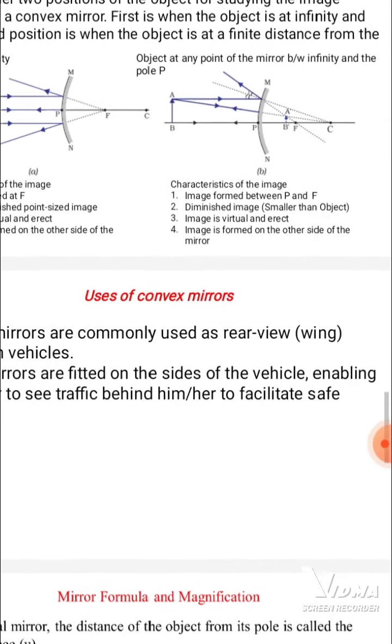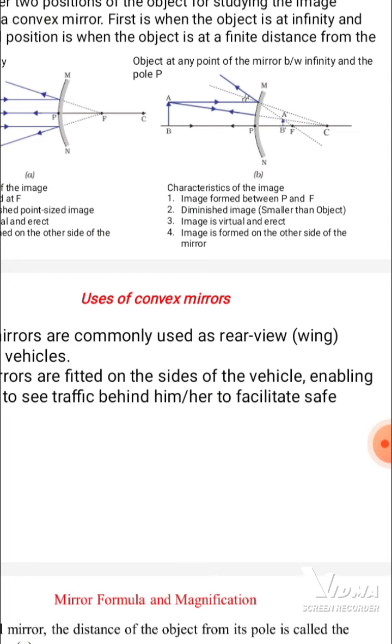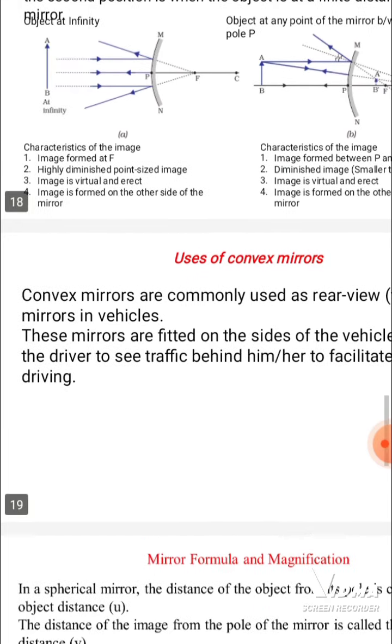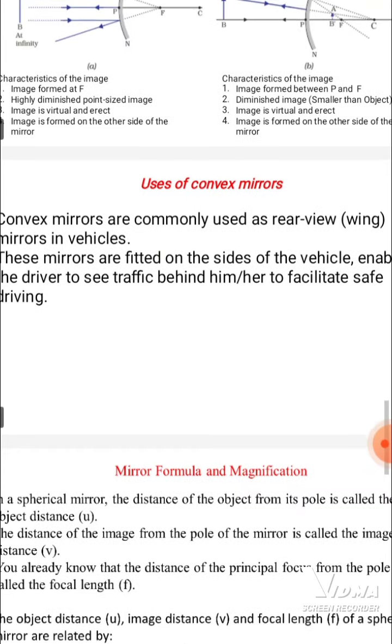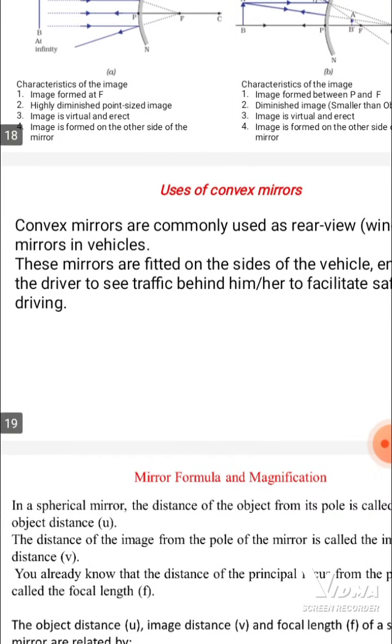In the case of convex mirrors, they are also used as rear view mirrors in vehicles. Those side mirrors that you see on vehicles are actually convex mirrors. They enable the driver to see traffic behind in order to facilitate safe driving. So convex mirrors are also very, very useful.